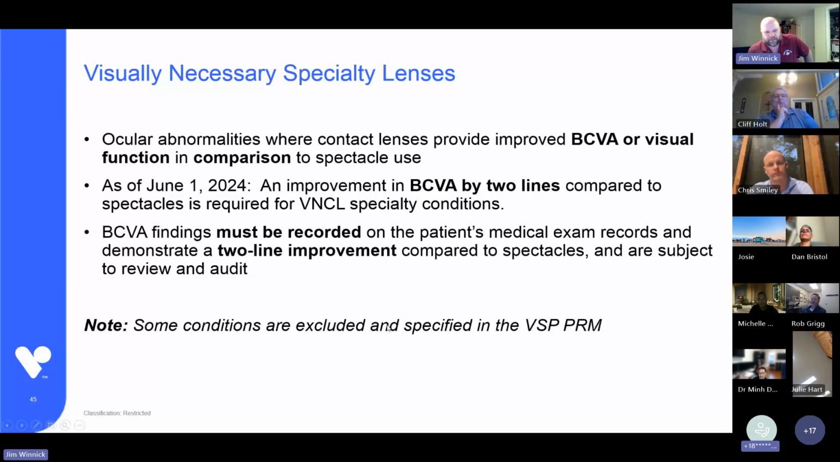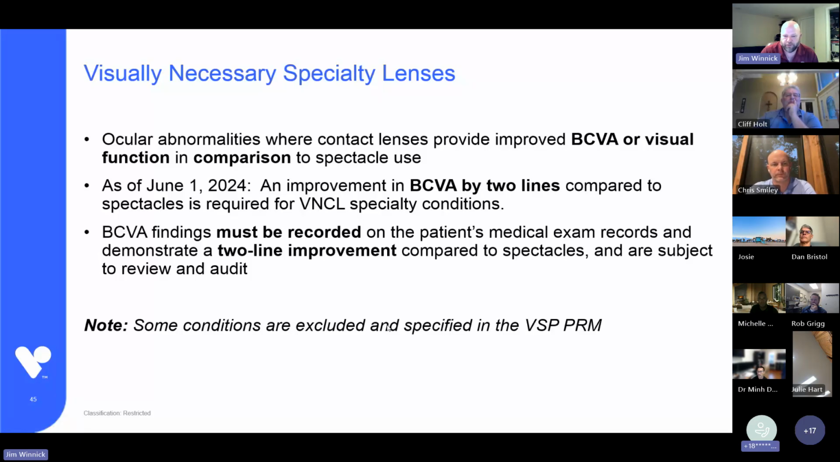Okay, specialty lenses have the same parameters, except now we have to provide improved best corrected visual acuity in comparison to spectacle lenses by 2 lines. And this needs to be recorded in the exam that the 2-line improvement is there compared to spectacles.